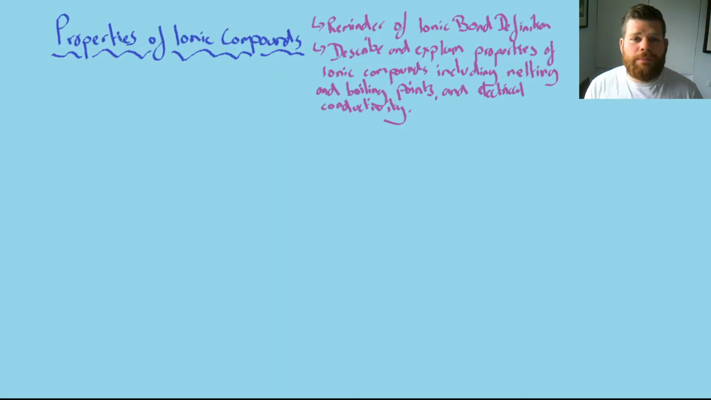Hello and welcome to this lesson on properties of ionic compounds. Last time round we talked about ionic lattices and how to write formulae of ionic compounds. In this lesson we're going to talk about the properties of ionic compounds. The properties we're interested in are the melting and boiling points and the electrical conductivity of ionic compounds when they're in different states.